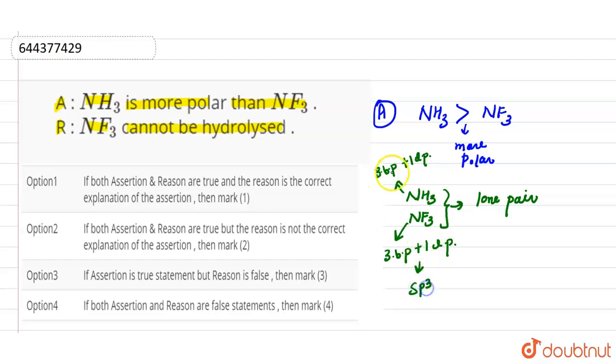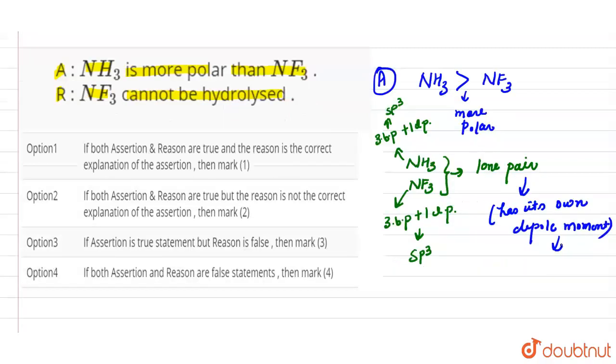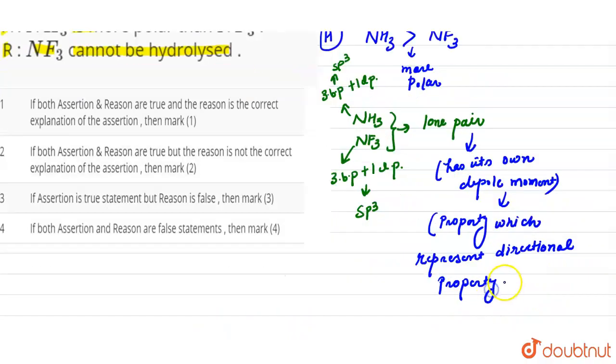Due to the presence of the lone pair, both have a pyramidal structure. Both compounds have a lone pair, and we know that a lone pair has its own dipole moment. Dipole moment is the property which represents the directional property of electron.